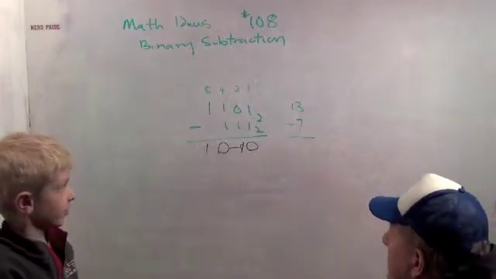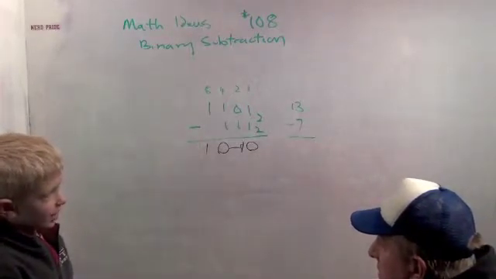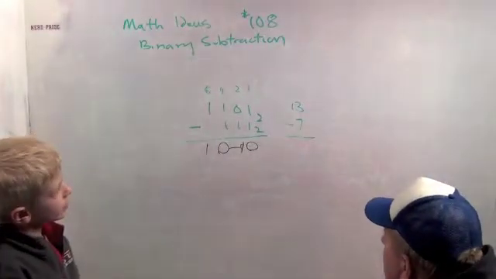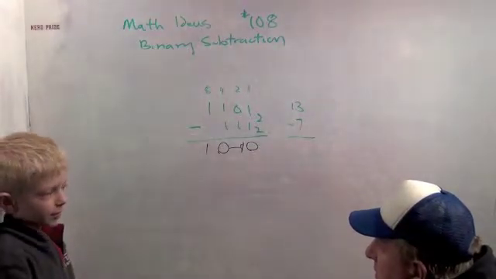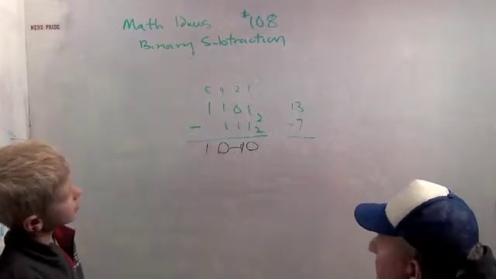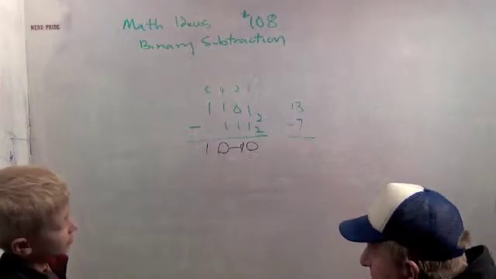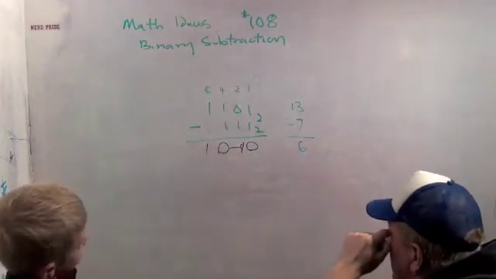13 minus 7. Well, it's 1 less than the one we got before, so 13 minus 7 is 6. Okay. Now let's see if we got 6 down here.